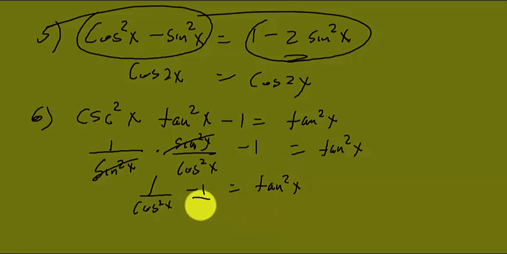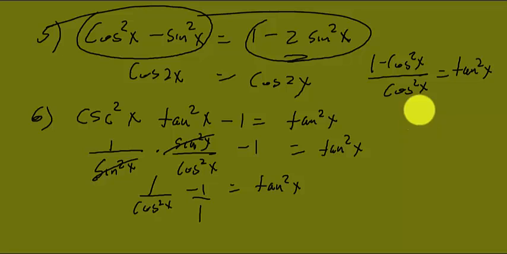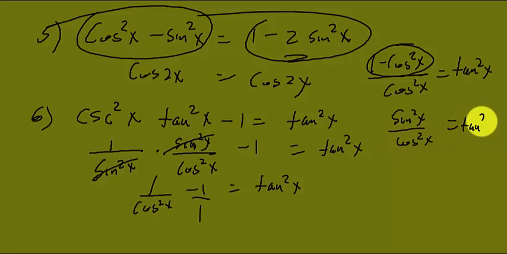Well, the common denominator here is cosine squared x, so this turns into cosine squared over cosine squared. So on the left side, I have 1 minus cosine squared x over cosine squared x is equal to tangent squared x. That is a trig identity. So I can put sine squared x over cosine squared x is equal to tangent squared x. So this is now tangent squared x is equal to tangent squared x.